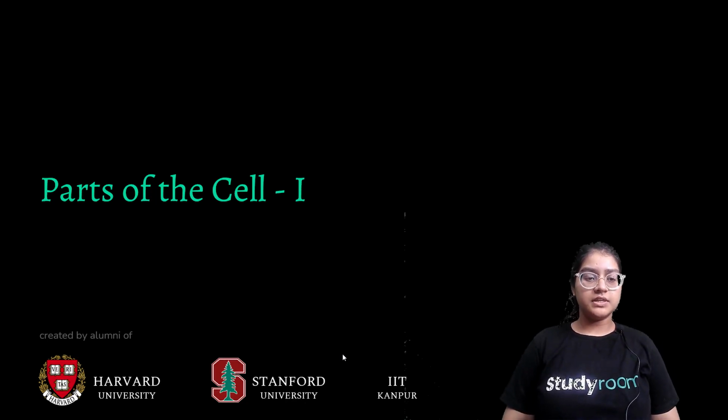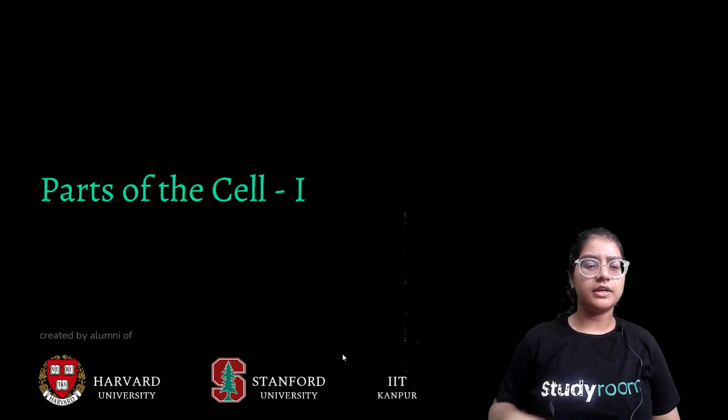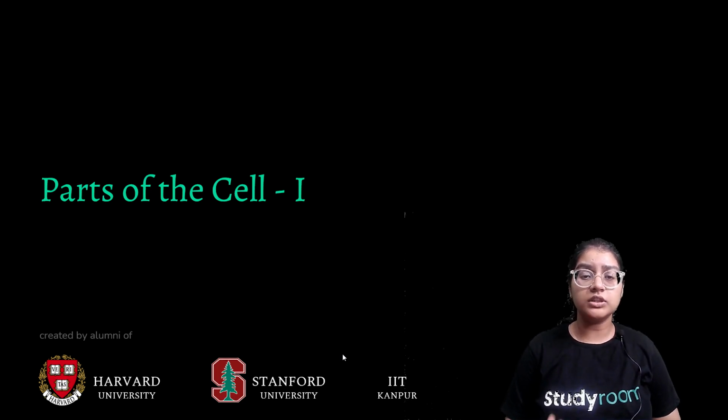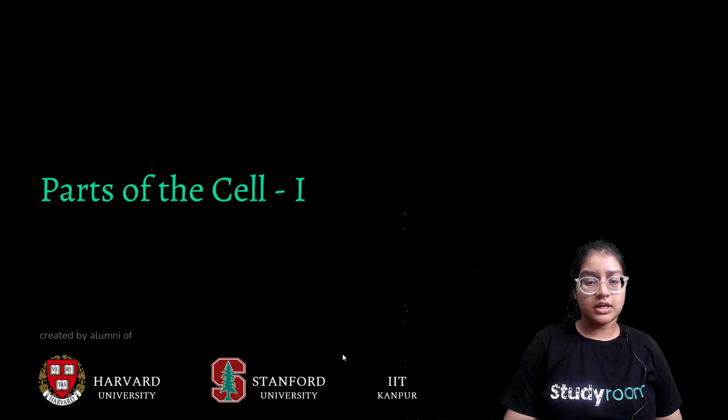So today we'll be discussing several parts of the cell. For example, what a cell is made up of: nucleus, mitochondria, endoplasmic reticulum, Golgi apparatus. So we'll be discussing these in detail. So let's start.